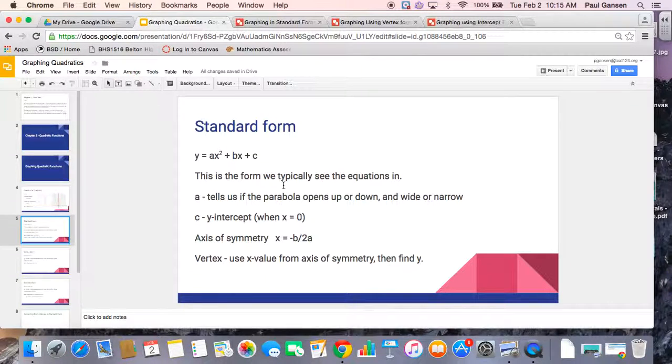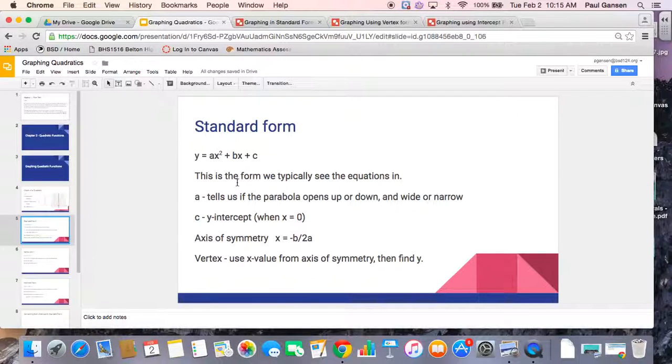We find our axis of symmetry at, it's an x value, and that's at -b over 2a. And as I said before, the vertex is always on the axis of symmetry. So the vertex is an xy coordinate. You get the x value from using this. So again, the x value is on the axis of symmetry. And then we find the y value by plugging that x value into our original function and seeing what y value comes out. That's how we get that xy coordinate.